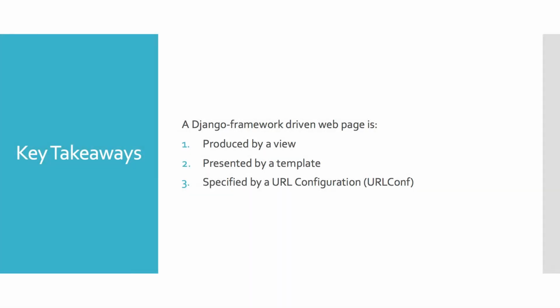So let's highlight our key takeaways today. With respect to a Django framework-driven web page, in terms of our 3 key artifacts that we've spoken about today, a web page is produced by the view, right? That's the logic behind it. It's presented through a template. That's our HTML page, and it's specified by a URL configuration or a URL conf, and that is what makes the call to the view. Those are the 3 key takeaways from this very basic introduction to views.